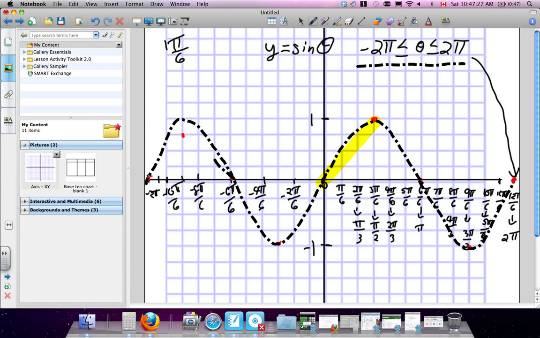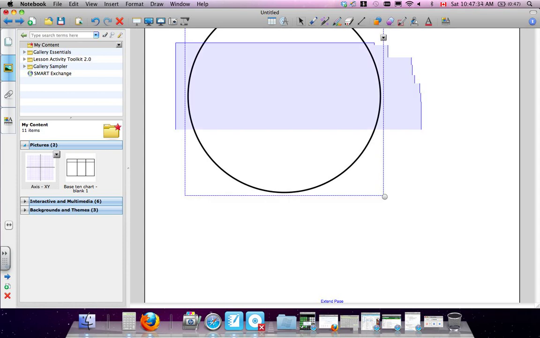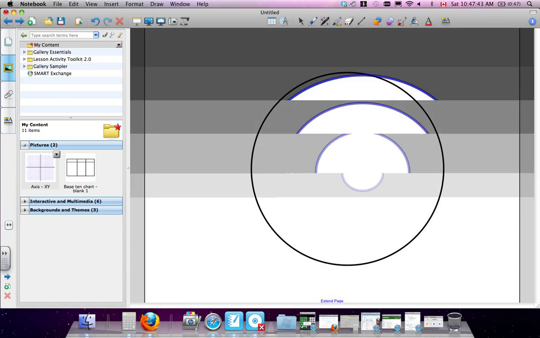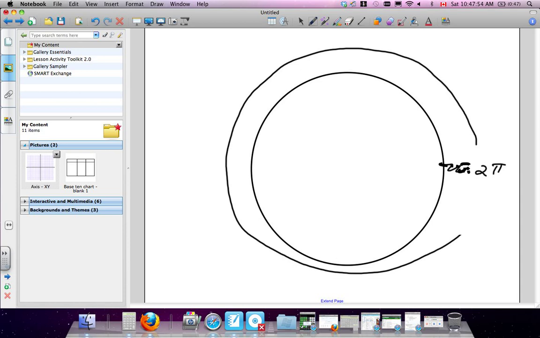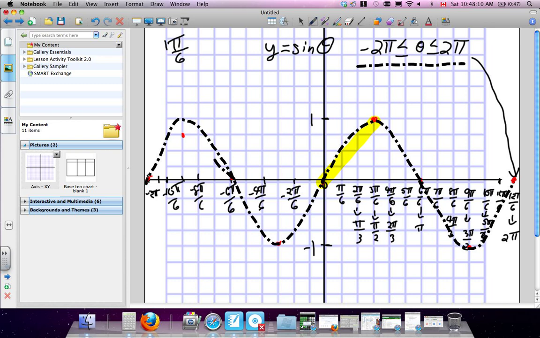You're right. If we go to a circle, technically you're right. This is a movement of 2 pi, and going the other way would be a movement of negative 2 pi. So this is our 2 pi movement if we were to go this way around the circle. And if we were to go this way around the circle, you're right, that's a negative 2 pi movement.